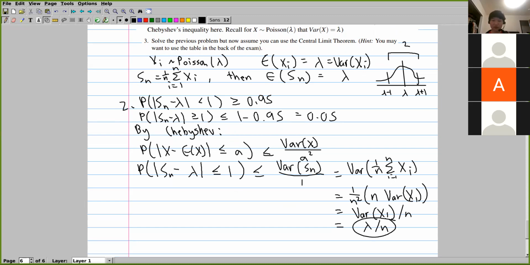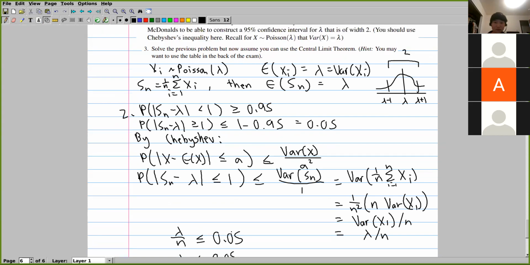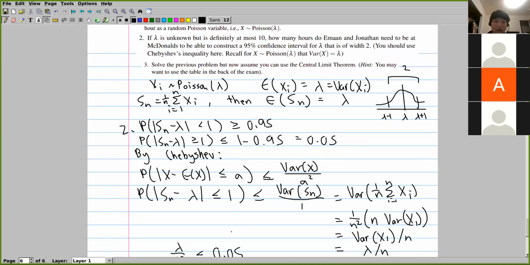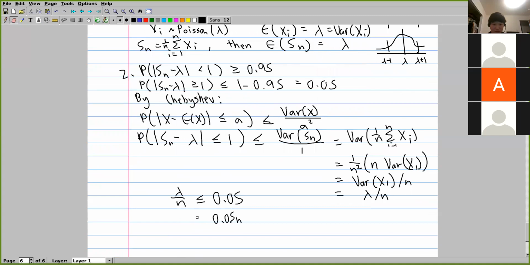And now because we want this to be true, this is true by Chebyshev, but we also want this to be true. So the tighter bound is going to be lambda over n less than or equal to 0.05. Turning this into the lambda thing. Oh, wait. Oh, how many hours? Sorry, I flipped it.